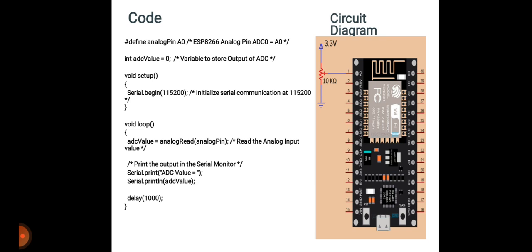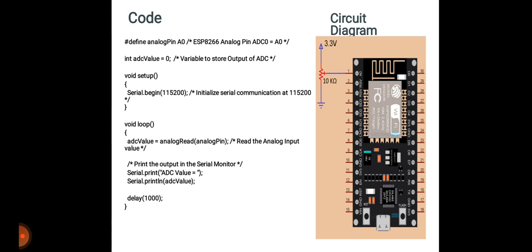Then open brace, Serial.begin. Here we initialize serial communication with a baud rate of 115200. Then close brace. Again we go to the loop, that is void loop. Open brace, ADC_value is equal to analogRead of the analog pin, which is A0. So we read the analog input value here.